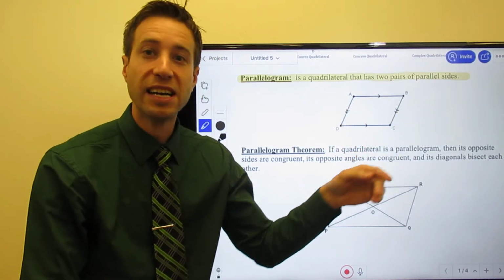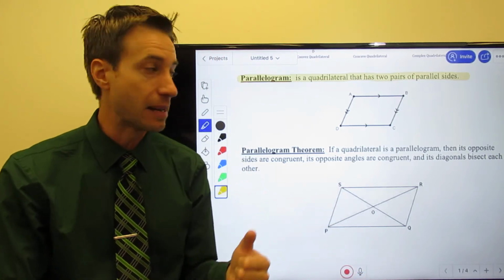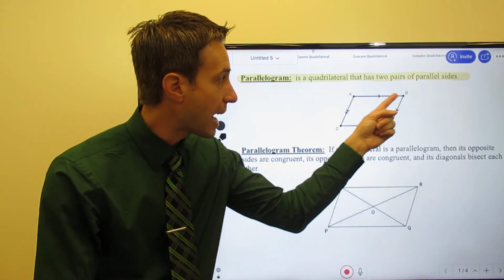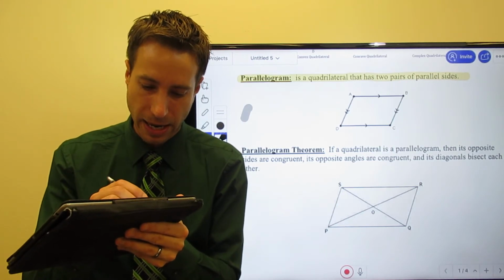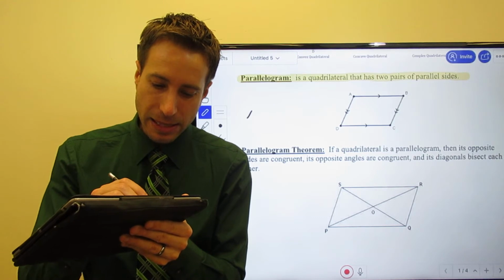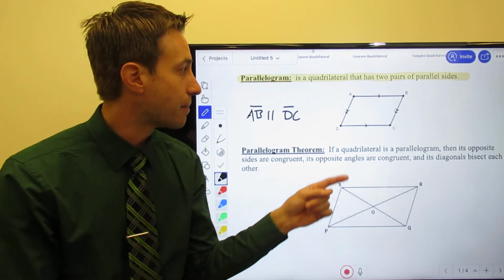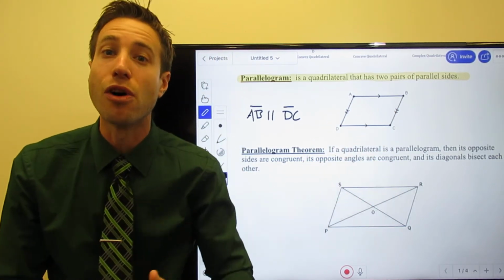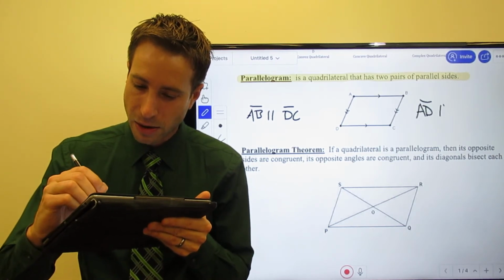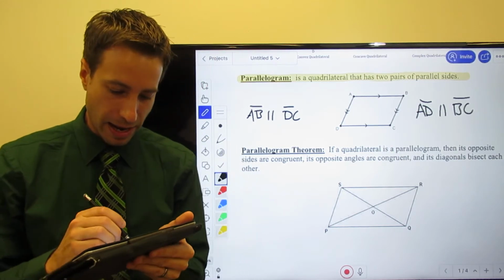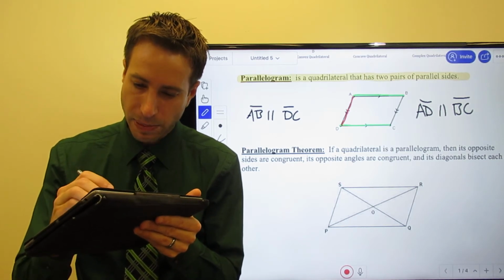I have a four-sided figure. That makes it a quadrilateral. But you will recognize the notation here in my diagram. The little arrow on AB and DC means that those segments are parallel. That means that segment AB is parallel to segment DC. Same thing here, double arrow means that those segments are parallel to one another. So AD is parallel to BC. Green is parallel to green. Red is parallel to red.